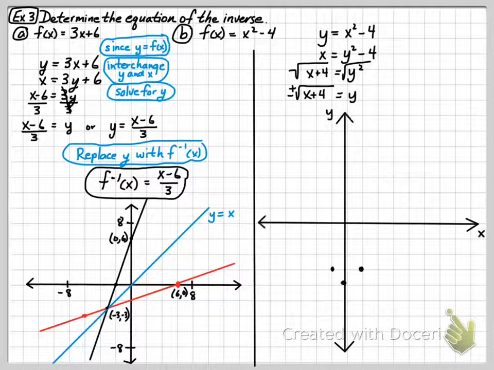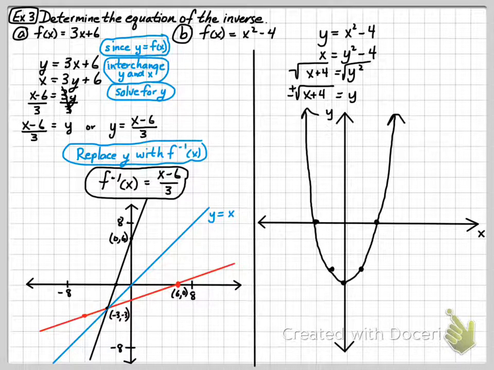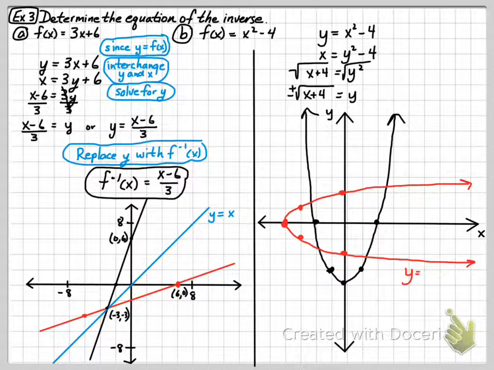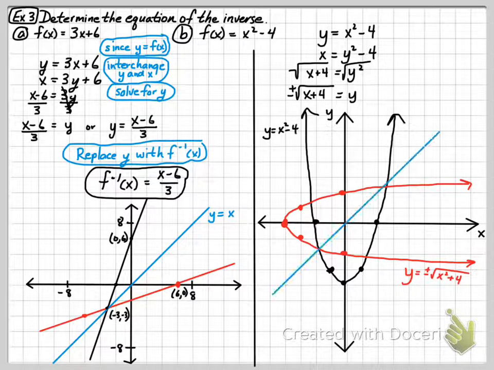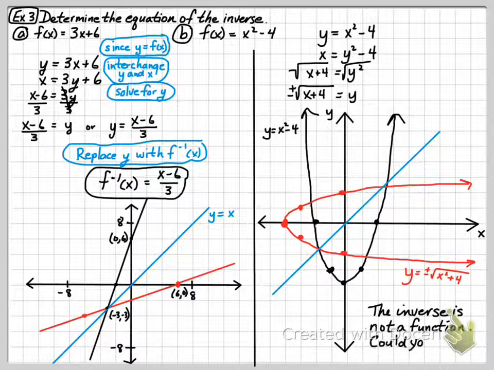So when I graph this now, y equals x squared minus 4 is drawn. My inverse is the positive and the negative square root of x plus 4. As you can see, that's going to be my inverse graph in red. The blue line, again, is the reflection line where y is equal to x. And as you can see, if I flipped it over that line, it's going to map onto the red line. So the inverse is, again, not a function.